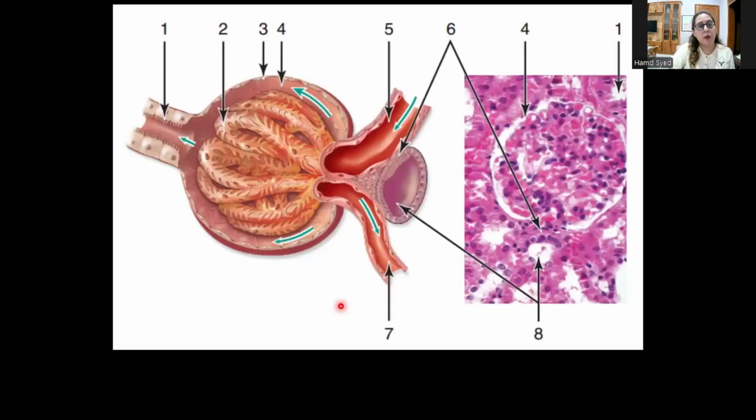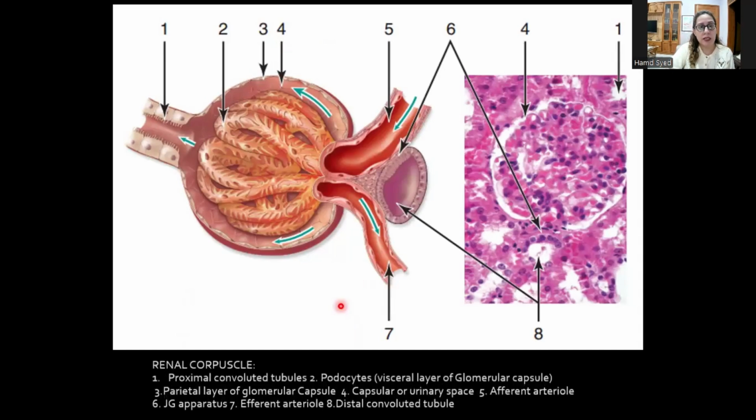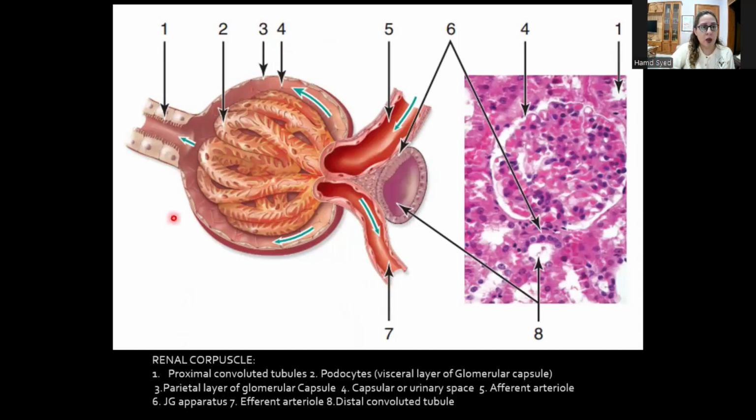Then another diagram over here is showing us the details of the renal corpuscle. Number 1 is the proximal convoluted tubule, which is entering at the urinary pole. Number 2 over here are the podocytes, which is the visceral layer of the glomerular capsule. And number 3 is the parietal layer of glomerular capsule. 4 is urinary space. 5 is the afferent arteriole.